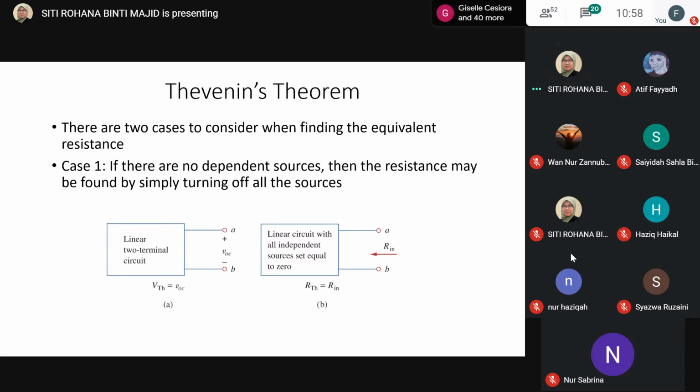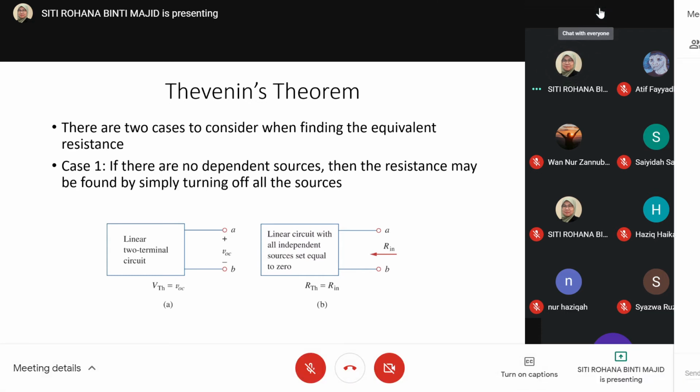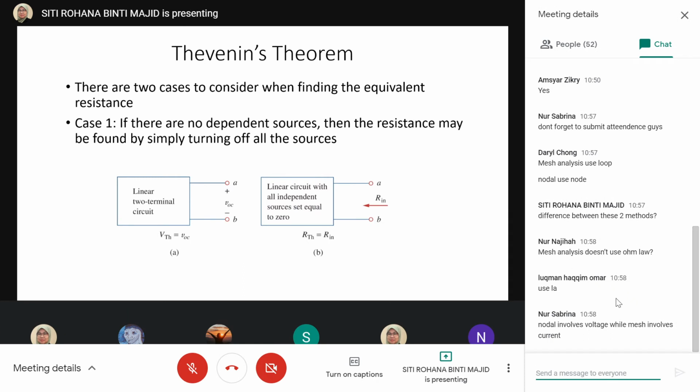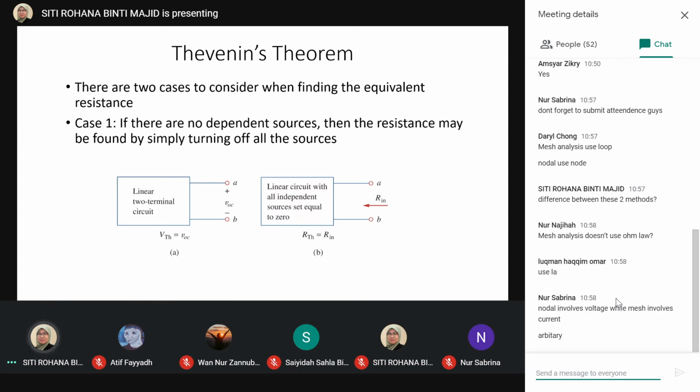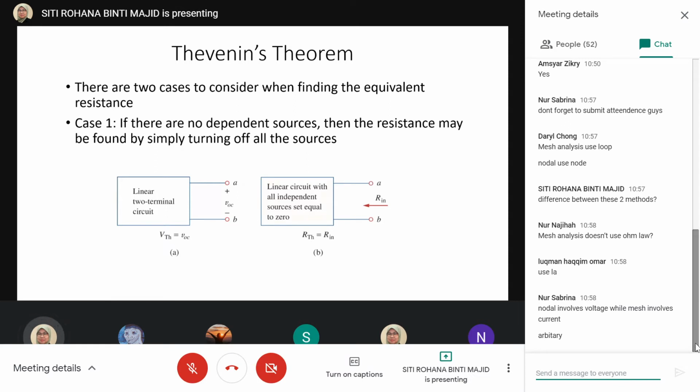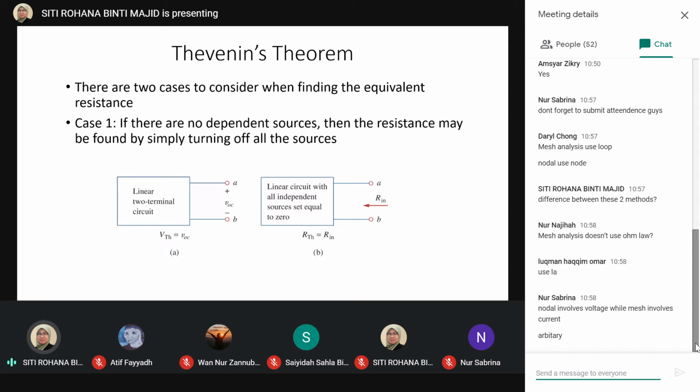And in mesh analysis, we will refer to the power source, right? But in nodal, the current direction is arbitrary. Yes, correct. Okay, now these two analyses are applicable when we want to solve problems related to Thevenin's and Norton's theorem.